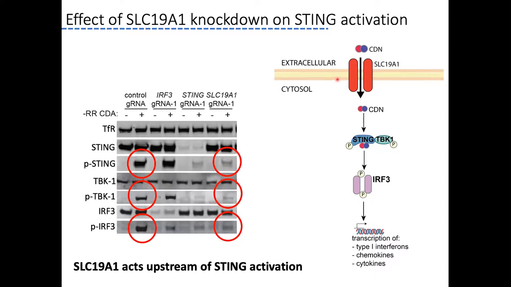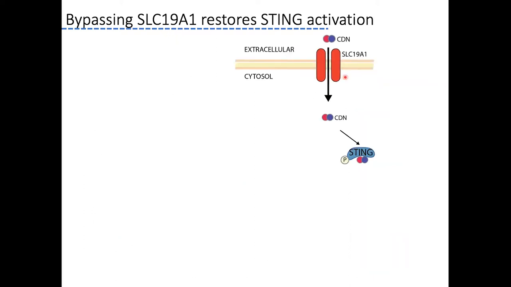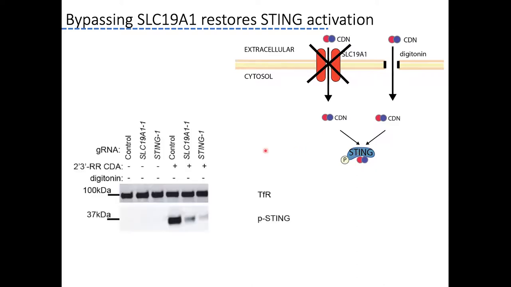And that suggests that SLC19A1 may act at the plasma membrane as a transporter. And if this is the case, then we should be able to bypass its depletion by permeabilizing the cells with digitonin, and thereby we should be able to stimulate STING directly in the cytosol. So that's what we did.